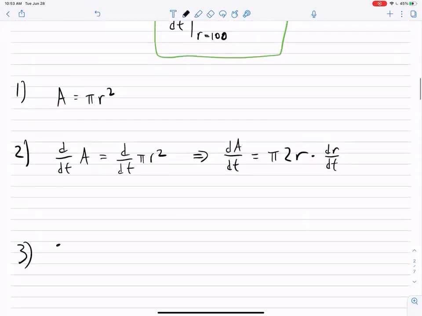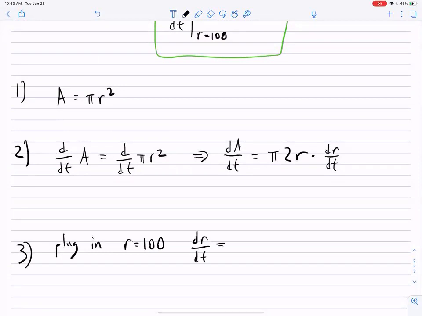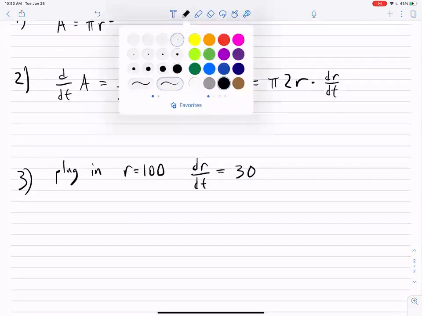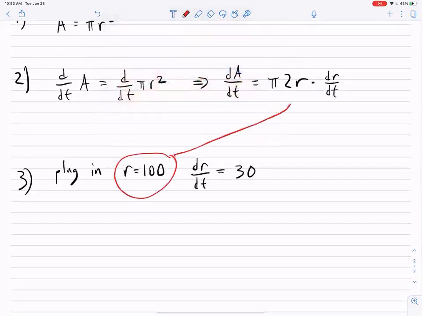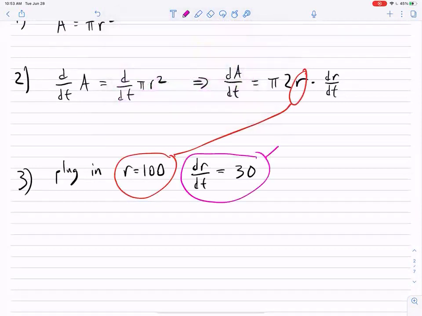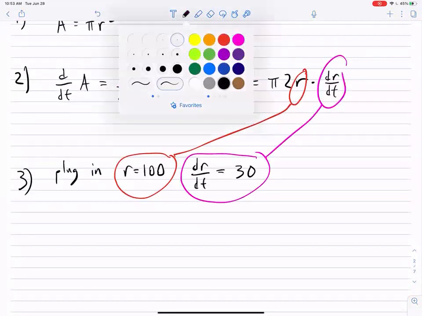So final step, plug in r equals 100 and dr/dt, which is the rate of change of the radius, we know that is 30. So plug in those things. That will get plugged in right there, and this one will get plugged in right there. And what do we get?